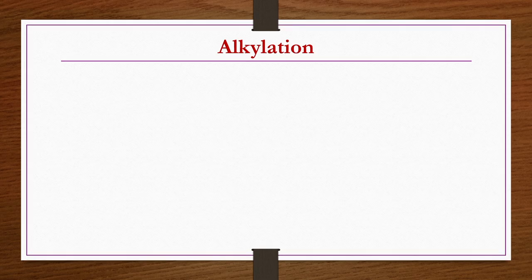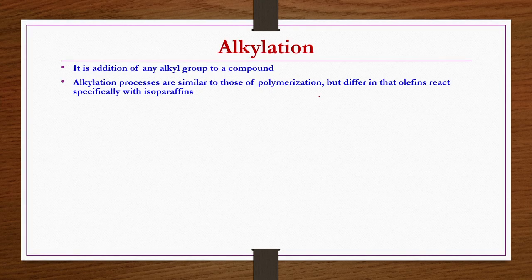Now we talk about alkylation. Alkylation, as the name suggests, is adding some kind of alkyl functional group to a compound. That is known as alkylation. Alkylation processes are similar to those of polymerization, but how is it different? The olefins present react specifically with isoparaffins to give alkylates.